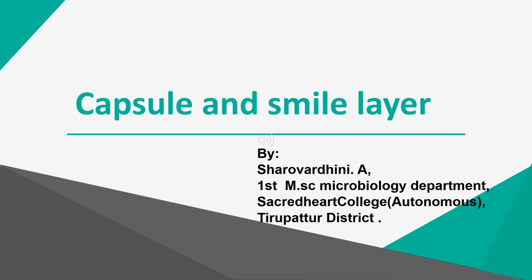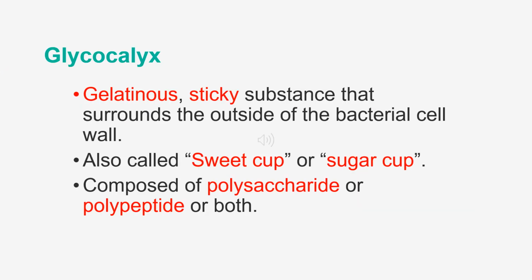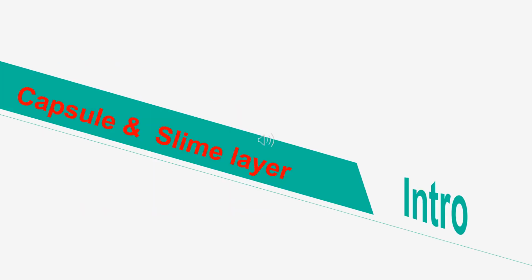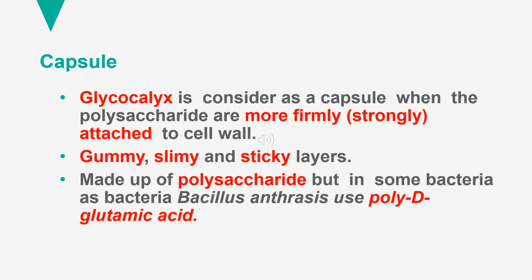First of all, we shall see about the glycocalyx and what it is about. Glycocalyx is a gelatinous sticky substance that surrounds the outside of the bacterial cell wall. It's also called a sweet cup or sugar cup because it is composed of polysaccharides or polypeptides in the layer. And now here we see what is capsule and what is slime layer.